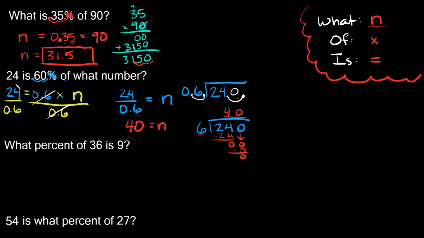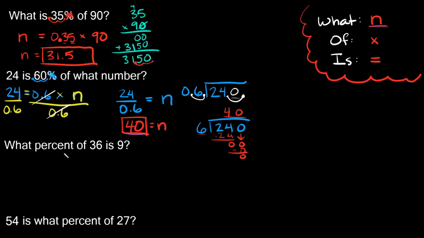Okay, so going back to the original problem, 24 is 60% of what number? 40, okay? 24 is 60% of 40. So this would be your answer. Now, let's go to the next example.